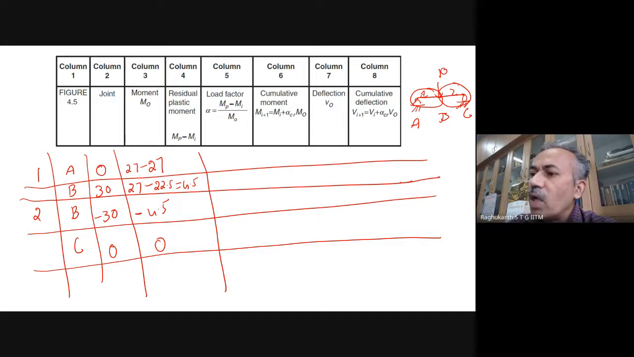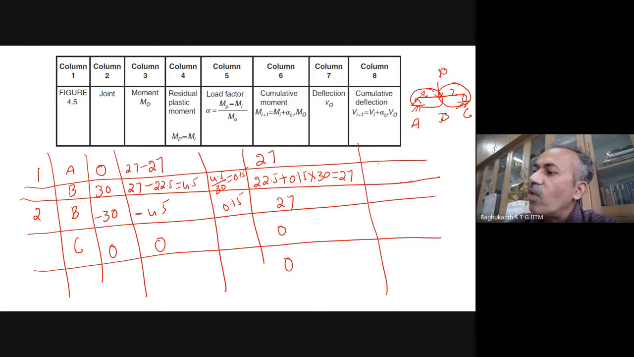Now, once again, you compute the load factors. Anyway, for the first one there is nothing here, because everything is 0 itself. Now, for the second one, the load factor is 4.5 by 30. So this turns out to be 0.15 actually. So same thing here also 0.15, and of course there is nothing for this place because already it is a hinge itself. Now the cumulative moments: this will be simply 27 itself, and now this becomes M. So that is 22.5 plus 0.15 into 30. So this turns out to be 27. So same thing here also, 27, 0, 0 you have actually.